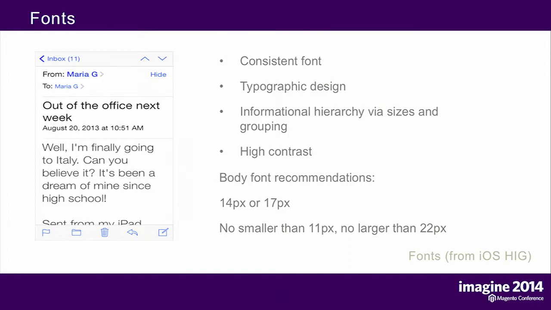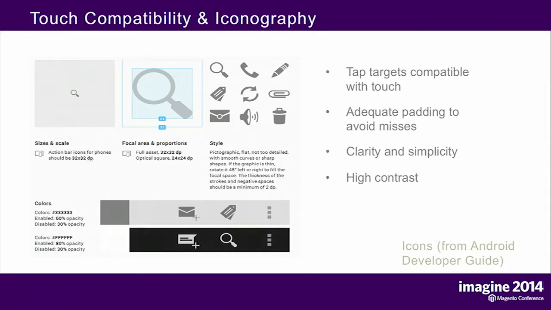They're filled with things like this. This is typography from Apple, talking about visual hierarchy with fonts. This is actually touch compatibility from Android, where you can see these kind of recommendations in terms of the size of the icon, making sure they're tappable, they work with fingers, there's adequate spacing so that I don't accidentally click the wrong thing. Really high contrast, very simple visual styles.